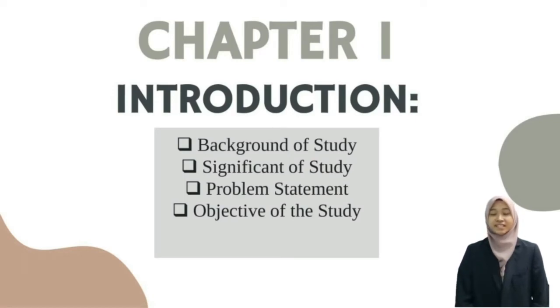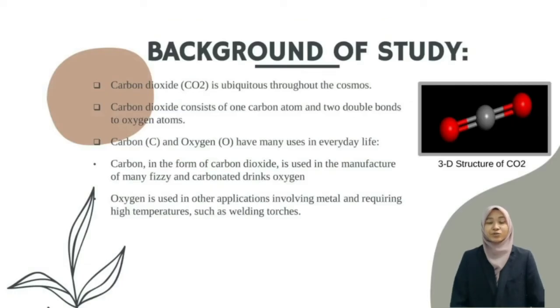objective of the study. Carbon dioxide, CO2, is ubiquitous throughout the cosmos. Carbon dioxide, represented chemically by the formula CO2, consists of one carbon atom and two double bonds to oxygen atoms. Carbon and oxygen have many uses in everyday life, such as carbon in the form of carbon dioxide is used in the manufacture of many fizzy and carbonated drinks. Oxygen is used in other applications involving metal and requiring high temperature, such as welding torches.